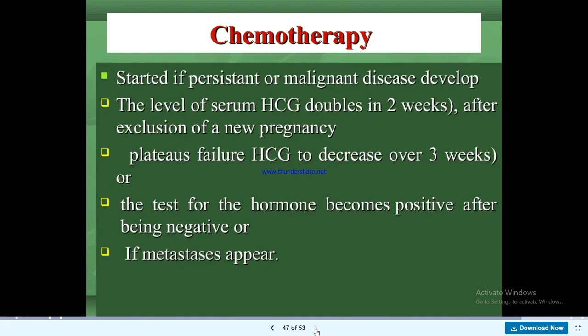Chemotherapy is started if persistent or malignant disease develops. The level of serum hCG doubles in 2 weeks after exclusion of a new pregnancy. Plateaus, failure of hCG, human chorionic gonadotrophin, to decrease over 3 weeks, or the test for the hormone becomes positive after being negative, or if metastases appear.